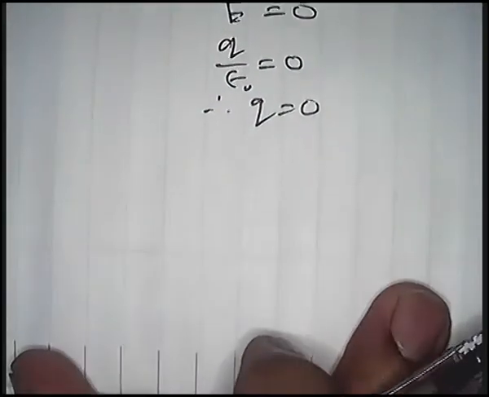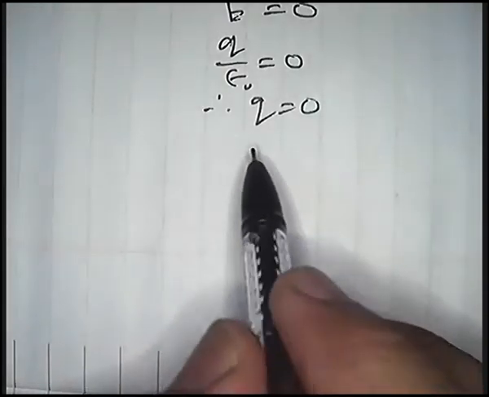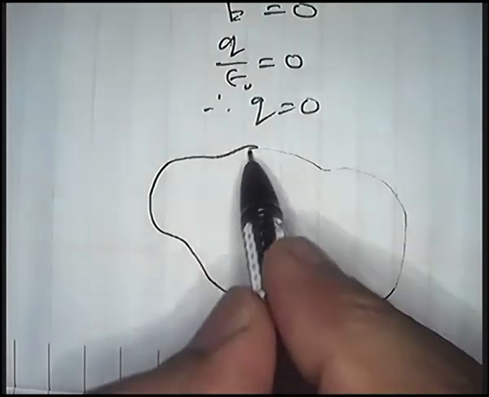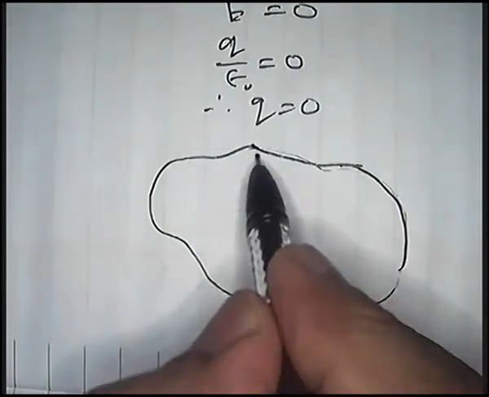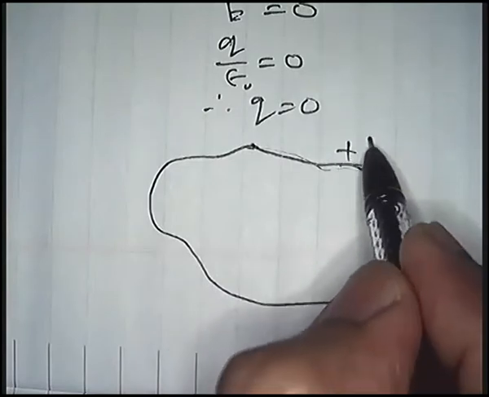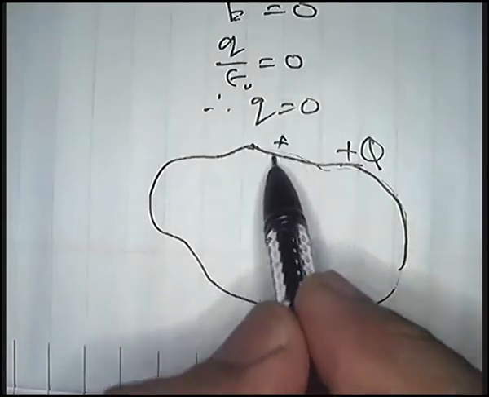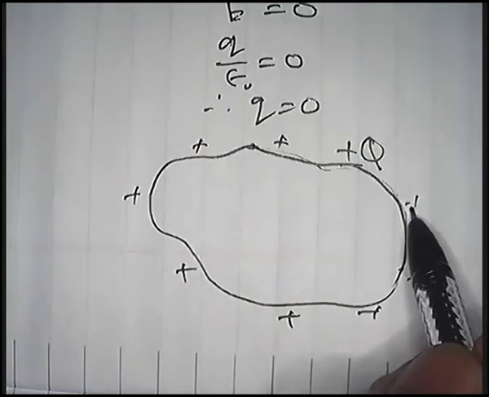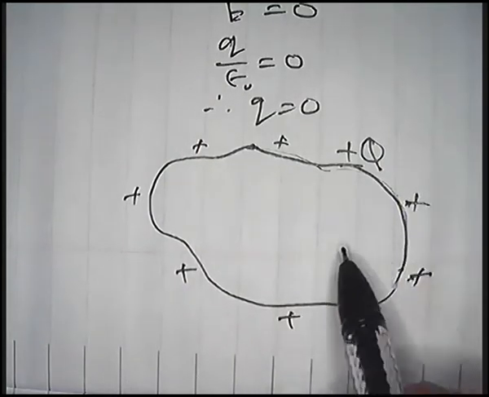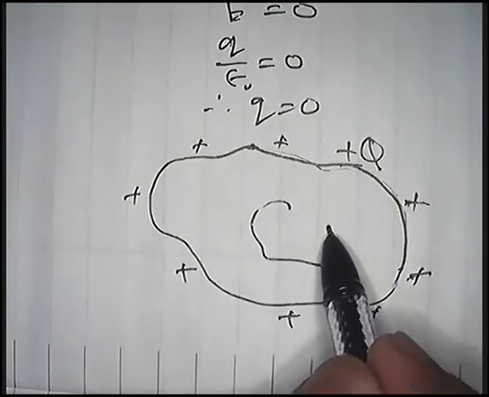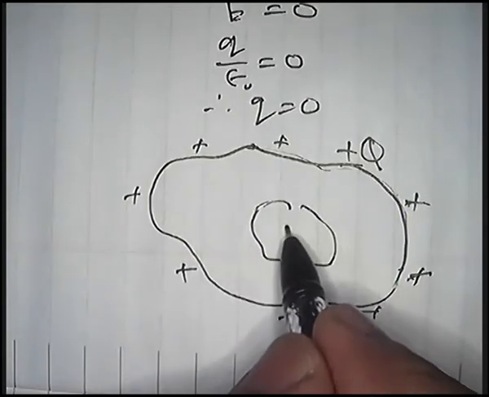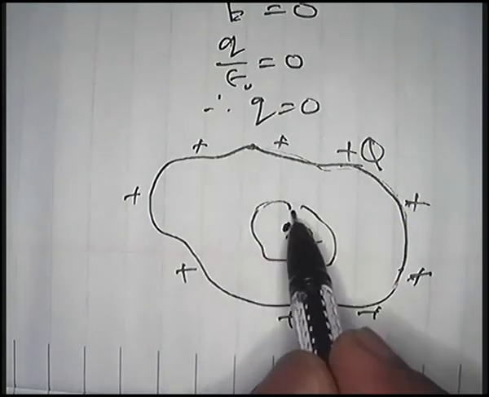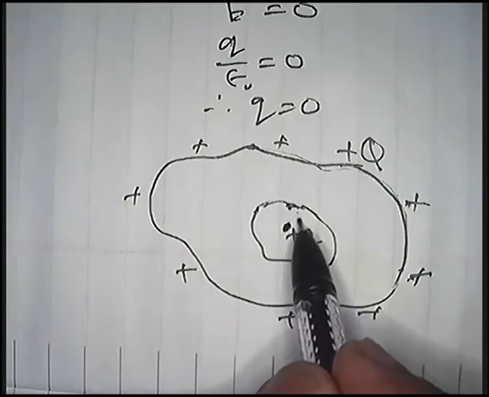If another positive charge is kept inside the cavity, keeping it isolated. This is the irregularly shaped conductor. It is charged with positive Q, and we have proved that this charge has to be distributed over the surface. There is no charge inside the conductor. There is a cavity. Now I have put another charge plus q. This charge is not touching anywhere inside the cavity.